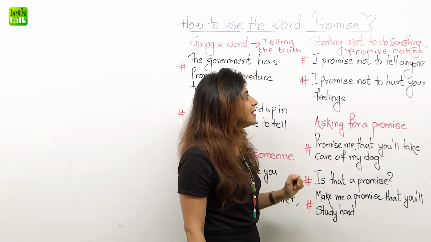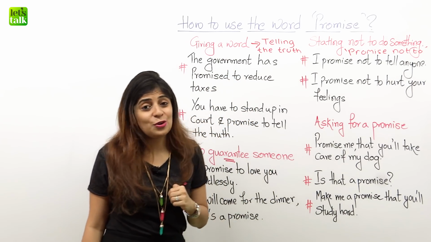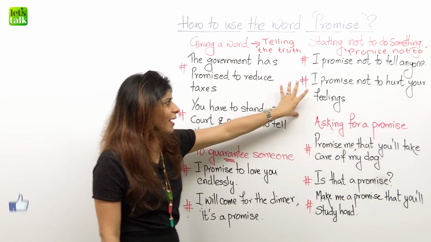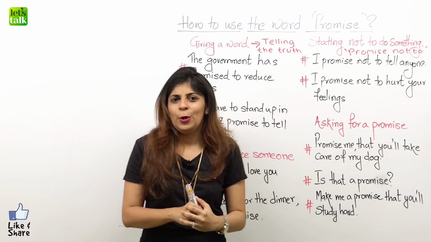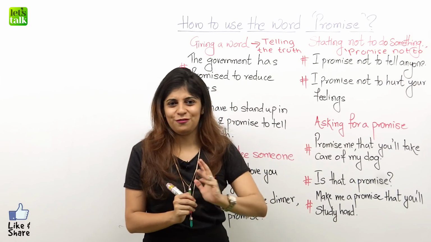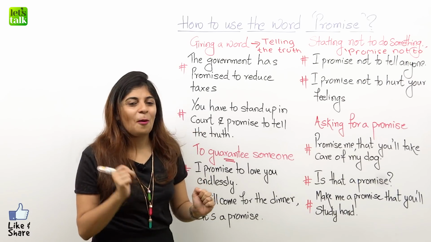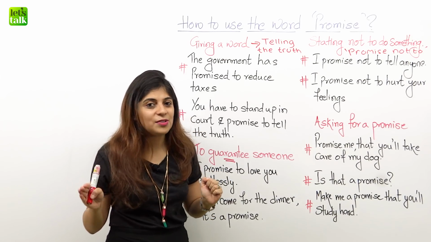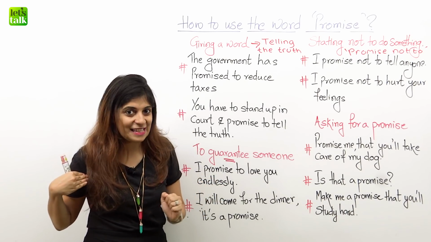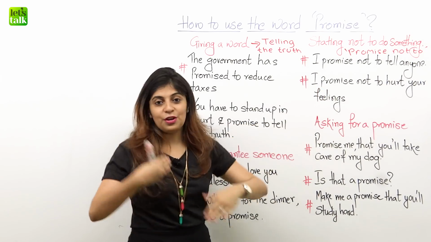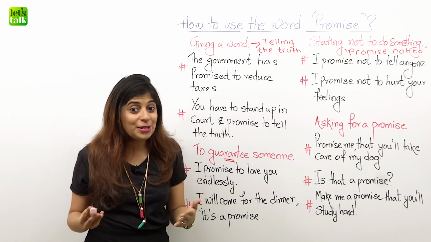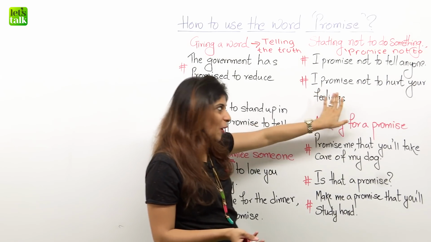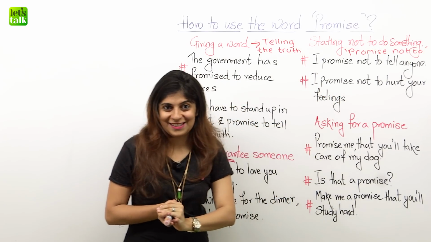Another example is, I promise not to hurt your feelings. Okay, so there are people who tend to hurt your feelings, right? And probably you ask for a promise that, hey, you got to promise me that you're not going to hurt my feelings ever. So that person offers his promise, and how does he do it? Well, I promise not to hurt your feelings.